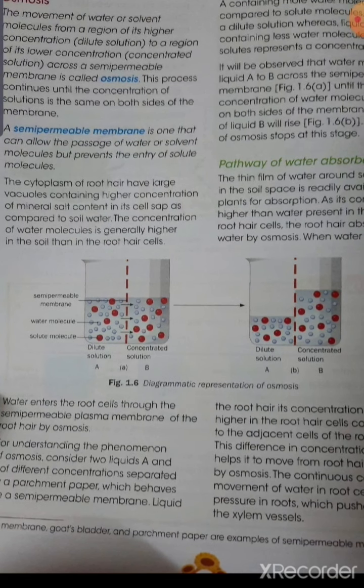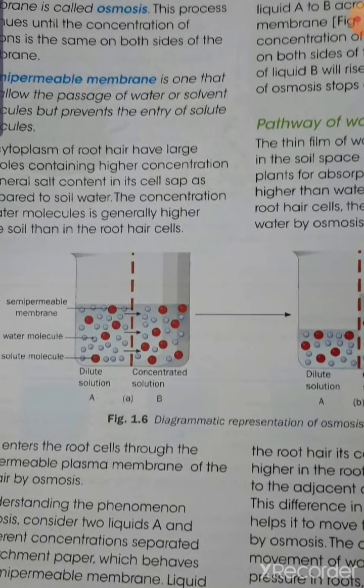So the liquid A, which is present on the left-hand side, contains more water molecules as compared to the solute molecules, and represents a dilute solution, whereas liquid B contains fewer water molecules and more solute. So you see the first diagram: solution A, or liquid A. You can see water dots are more, but the ions or minerals are fewer. But in liquid B, water is less, but the minerals are high.